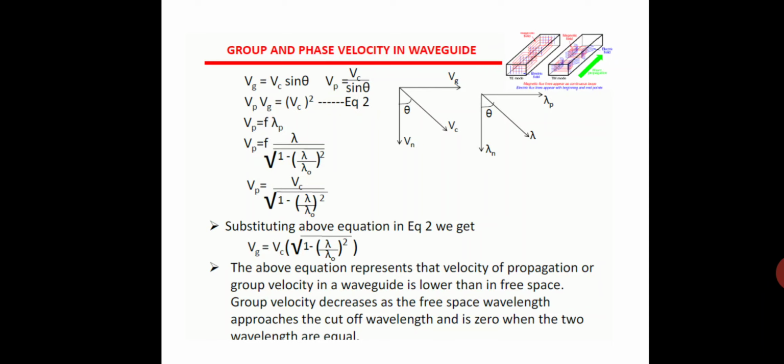We calculated the reflected wave, incident wave and normal of the wave. We calculated the formula for Vp in the last sections, with Vg equals Vc under root 1 minus (λ upon λ0) whole square. The above equation represents that the velocity of propagation, or group velocity, in a waveguide is lower than in free space. Group velocity decreases as the free space wavelength approaches the cutoff wavelength and is zero when the two wavelengths are equal.